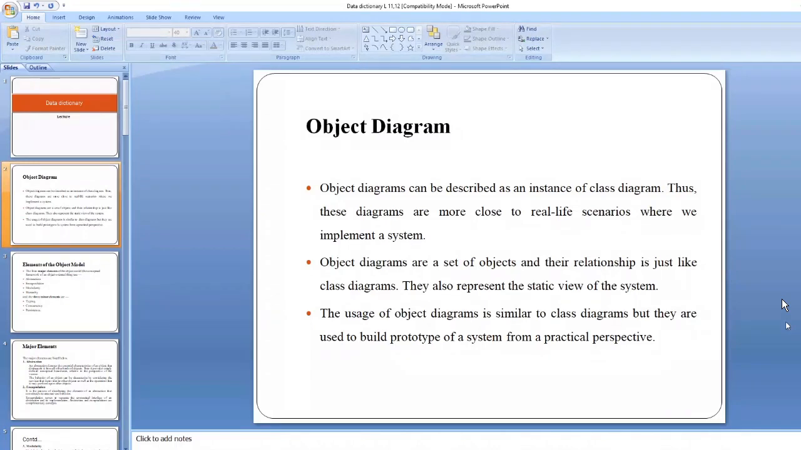The usage of object diagram is similar to the class diagram. Okay, because both are related to each other, but they are used to do prototype of a system from a practical perspective. Now, where we are talking about implementing any software, where we are talking about the working of any software, if we are talking about how the data transaction or the flows are being taken place, how the data is being taken, how the inputs are being taken, how it is being processed, it is being modified. So those all things would be done in the prototype model. That is a dummy model, and that would be shown with the help of this object diagram.